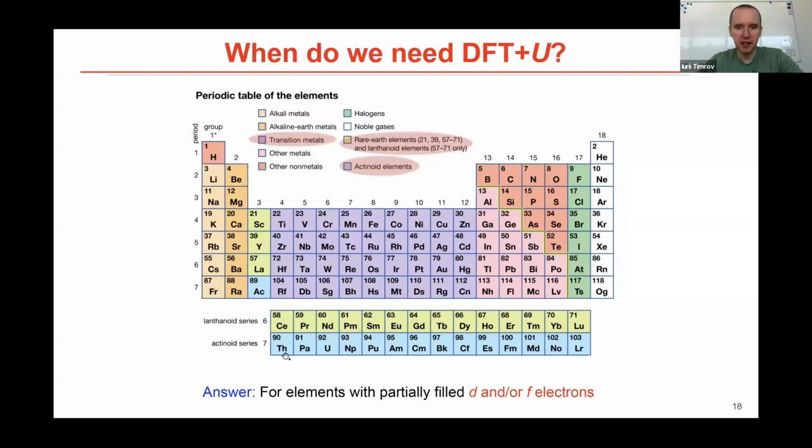Also in materials that contain rare earth elements, such as lanthanides and actinides. These elements contain f electrons, such as 4f and 5f electrons. They are also very localized in space, so we need the plus U correction. So whenever we have rare earth and transition metal elements, we need plus U. Transition metals contain d electrons, and rare earths contain f electrons, but also d electrons. So basically, whenever we have d and f electrons, because they are very localized in space.